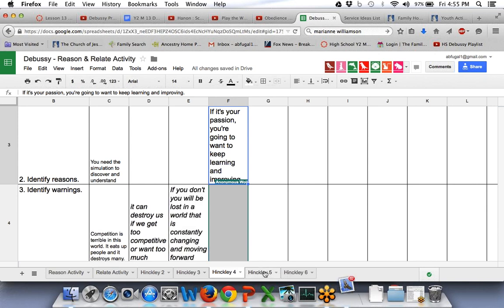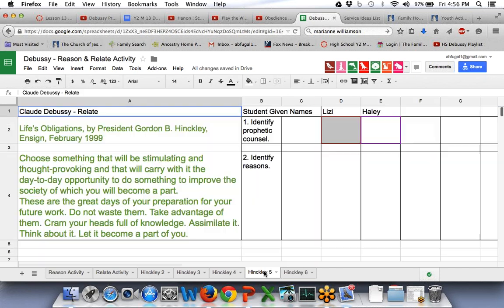Okay, let's go to five. If you don't, you'll be lost in a world that's constantly changing and moving forward. In fact, he says a little later in the talk that you're not going to have just one occupation. You're going to have to learn to be flexible and to move from one thing to another, because the jobs that you're looking at right now won't even be in existence probably by the time you get into the workforce. Let's look at the next one.